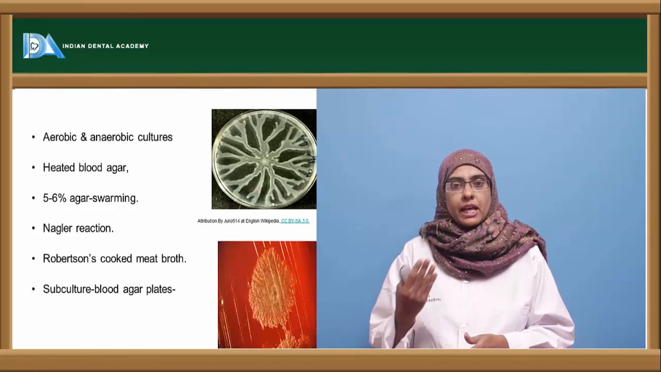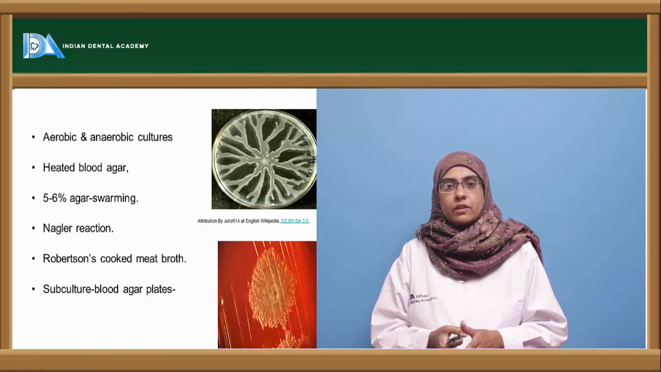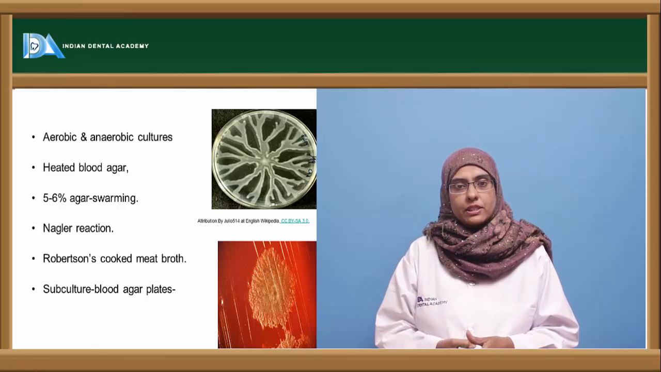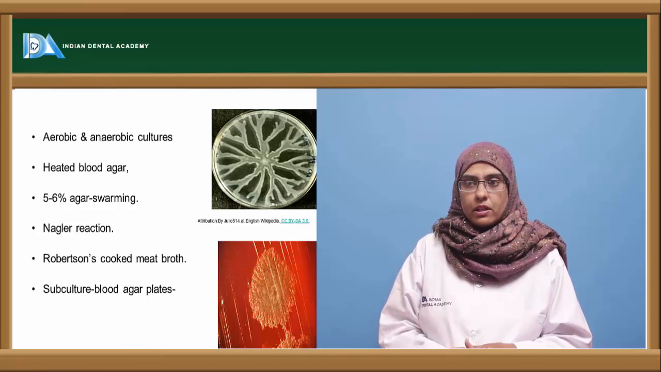So incorporating antitoxin can inhibit the production of the opalescent colonies. So that is the Nagler's reaction, one of the characteristic features that helps in identification of the organism.